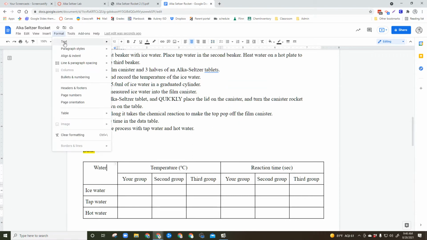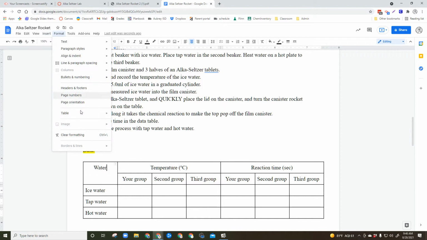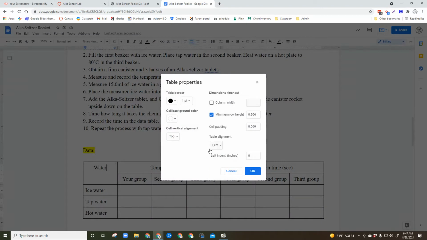Let's look at this. Format, Table. Let's go to Table Properties. Vertical alignment. All right, cell vertical alignment. We just say middle, because that's what that's called, is vertical. Vertical is up and down. Horizontal is across, like the horizon.